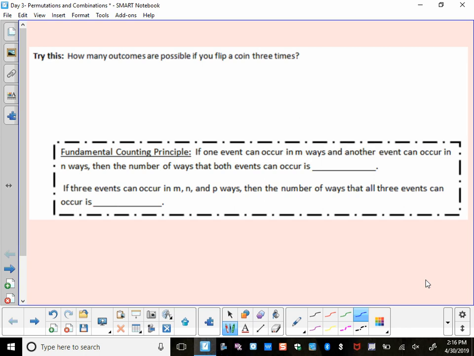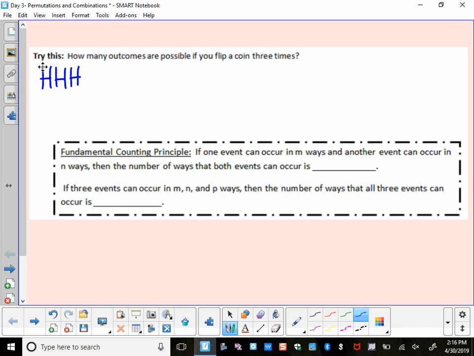Alright, so try this. How many outcomes are possible if you flip a coin 3 times? What do you guys think? 2 outcomes. So how many outcomes are possible if I have a quarter and I flip it 3 times? We're not talking about our chances. We're just talking about how many different outcomes I can get. Get heads, get tails.